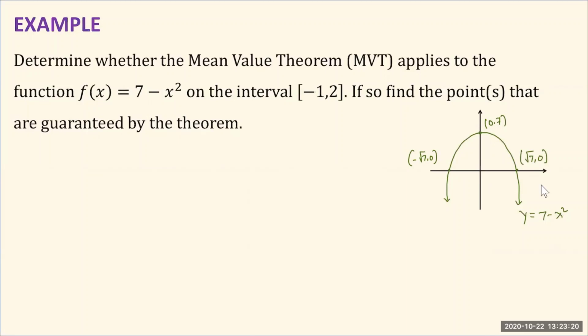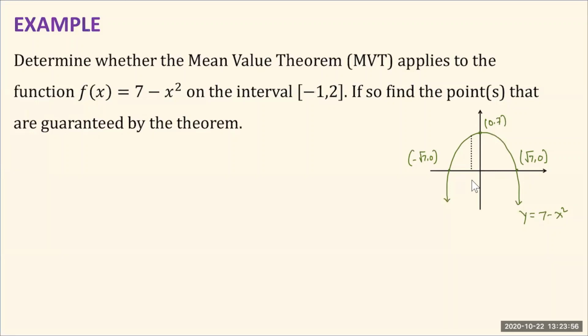Square root of 7 is more than 2 but less than 3, so this value is 2 point something. Now we are interested in the interval from -1 up to 2. If you want to mark that on the graph, -1 will be somewhere here. -1 should be somewhere there on the x-axis. So that should be x equal to -1.